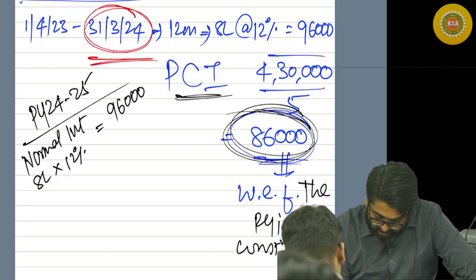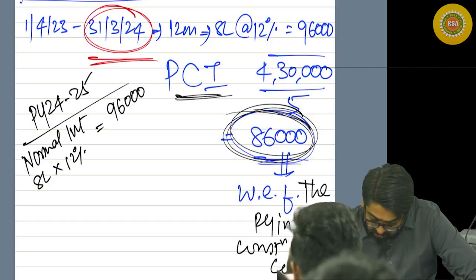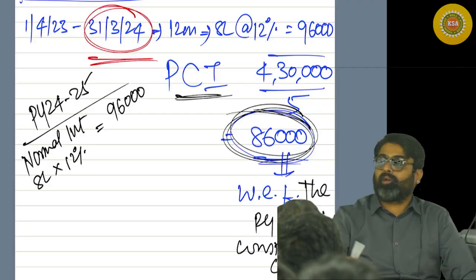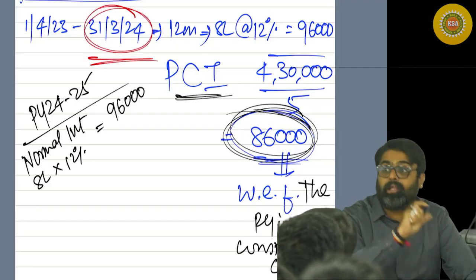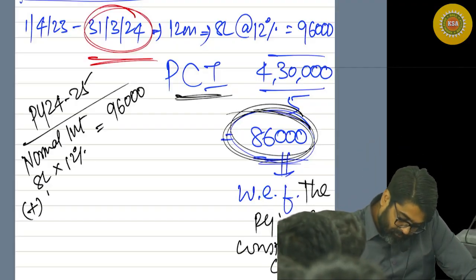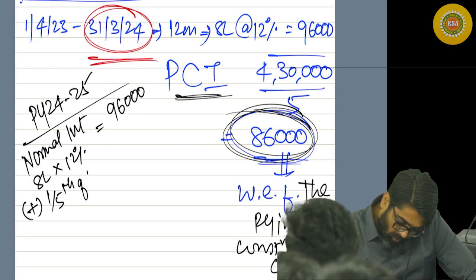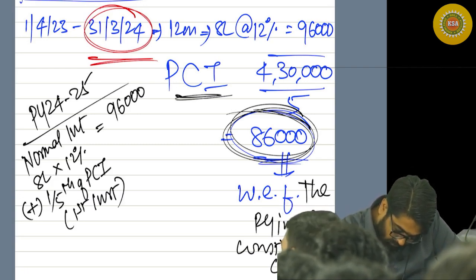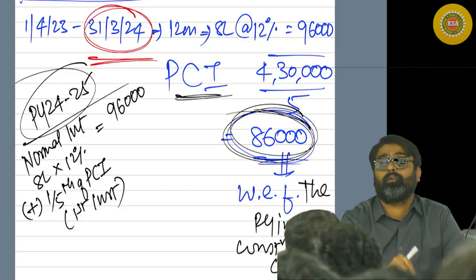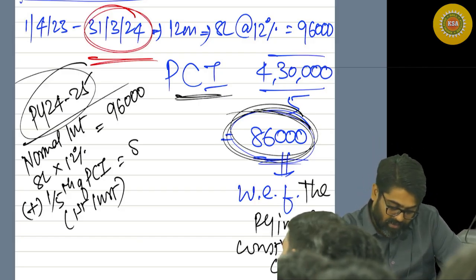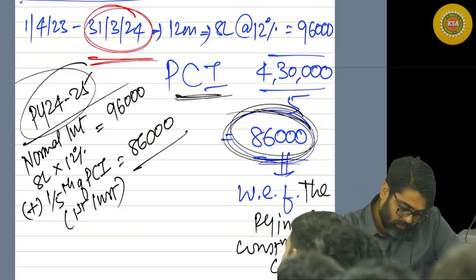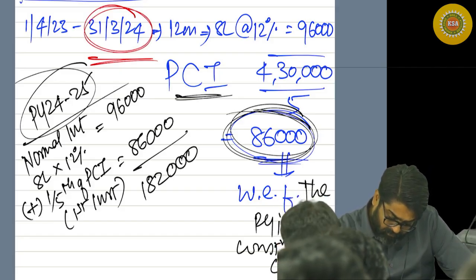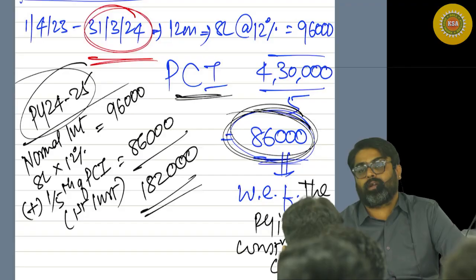So 1/5 of this amount will be available with effect from the previous year in which construction is completed. So what is the year in which the construction is completed? 24-25. So in 24-25, this 86,000 will also be eligible. So can I say add 1/5 of pre-construction interest, first installment in this year, because this is the year in which the construction is completed. How much? Total 1,80,000. This is the total interest for this year now.